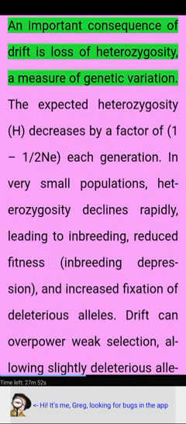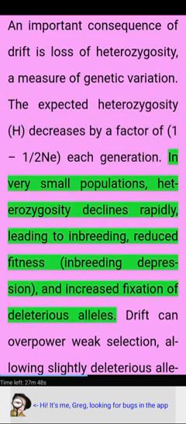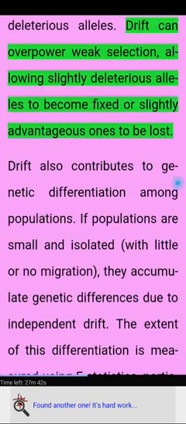An important consequence of drift is loss of heterozygosity, a measure of genetic variation. The expected heterozygosity H decreases by a factor of 1 minus 1/2Ne each generation. In very small populations, heterozygosity declines rapidly, leading to inbreeding, reduced fitness (inbreeding depression), and increased fixation of deleterious alleles. Drift can overpower weak selection, allowing slightly deleterious alleles to become fixed or slightly advantageous ones to be lost.